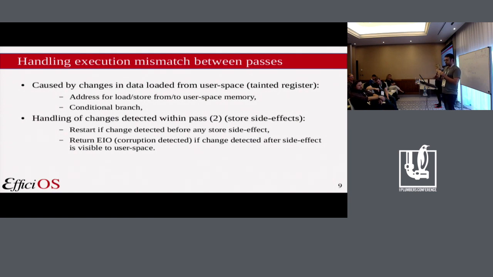But it may be OK, and it may be part of the algorithm. How we define whether it's corruption or it's expected and we just need to retry is whether there has been at least one store side effect observable by user space when we detect this discrepancy. If there has not been any store side effect, we can just restart everything. If there has been at least one, then we need to return to user space that it did corrupt the information underneath our feet and the algorithm is broken. So that's it.